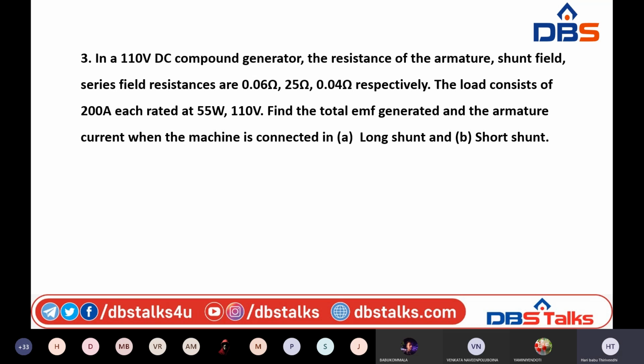So this is types of generators, today's class. Are there any doubts? Please ask me.